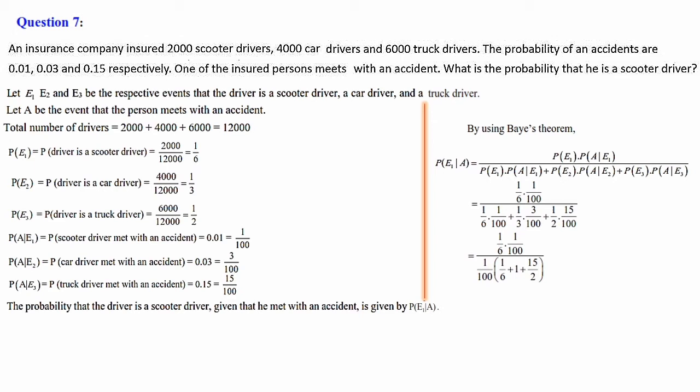So here 1 by 100, 1 by 100 we can cancel. Balance is 1 by 6 divided by, here the common LCM, if you take 6, 1 plus 1 into 6, 6 plus here the denominator is 2. That means you have to multiply with 3 in the numerator. So 15 into 3, 45. I think it is clear for you, taking the LCM. So 1 plus 6 plus 45. Now 1 by 6 divided by 45 plus 6 is 51, 51 plus 1 is 52, 52 by 6. That is equal to, here the common denominator 6 cancels. So 1 divided by 52 is the required probability.